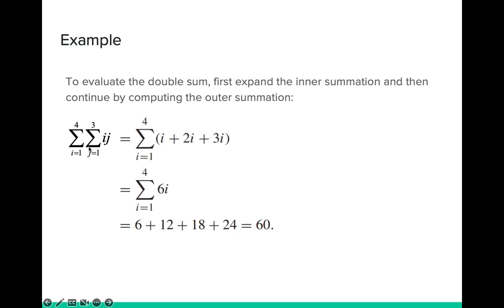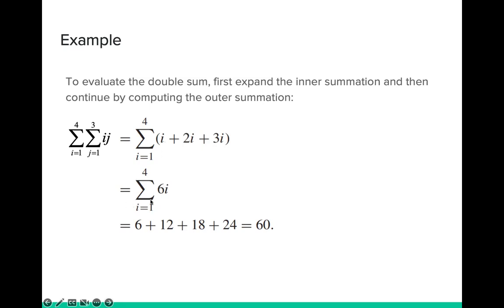We have j equals 1 to 3 of ij. If j is equal to 1, that will be i. If j is equal to 2, that will be 2i. If j is equal to 3, that will be 3i. This is the expanded form of the inner loop. So i plus 2i plus 3i is equivalent to 6i.